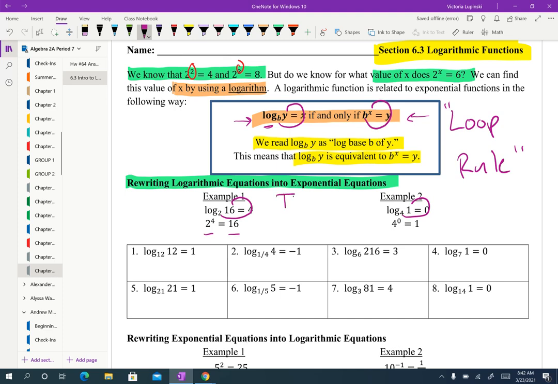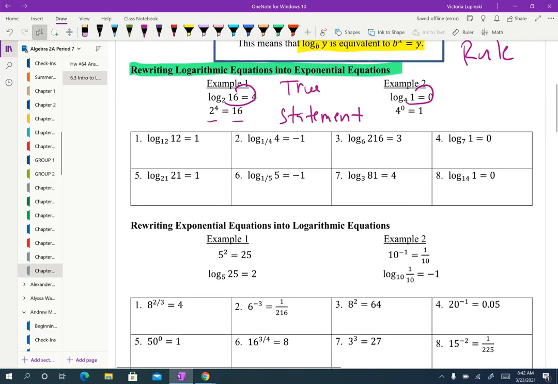A very important note here: whatever you write as your exponential, it has to be a true statement. Is 2 to the 4th equal to 16? Yeah. Is 4 to the 0 equal 1? Yes. You want to make sure that you're only writing a true statement, or else you know that you're screwing it up somehow. So let's take a look here at number 1.